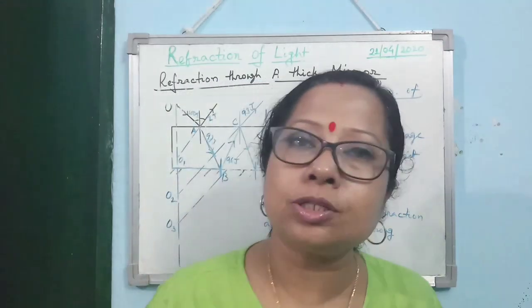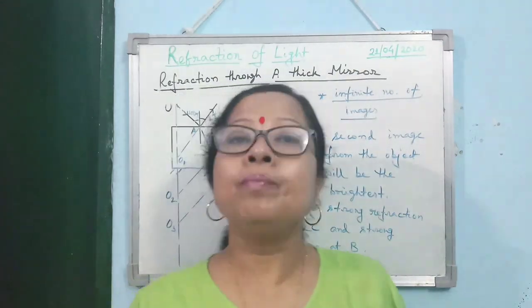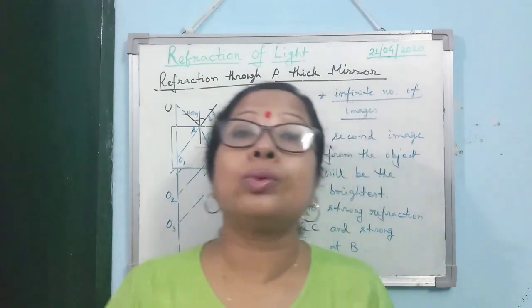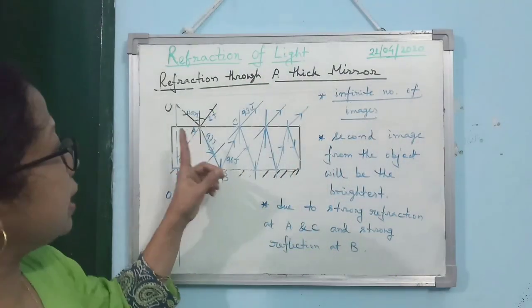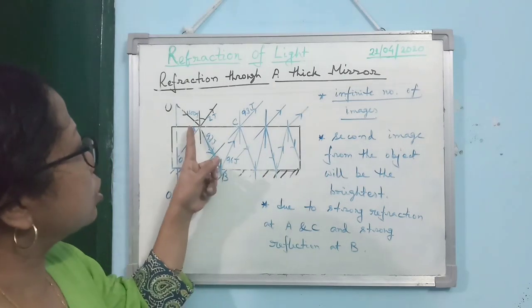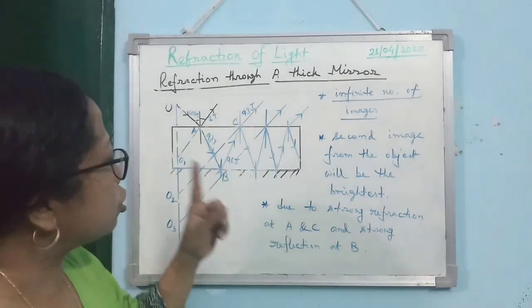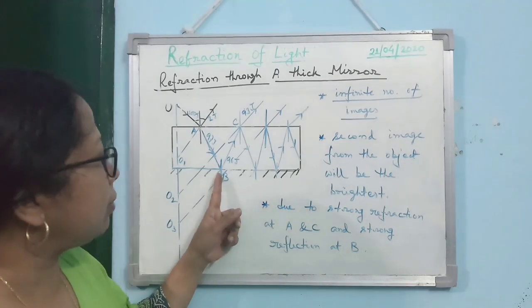Second question, how many images will be formed? Several images will be formed. Which one will be the brightest? The second image from the object will be the brightest. What is the cause? Referring to the diagram, it is due to strong refraction at these 2 points, named A and C, and strong reflection at the point named B.